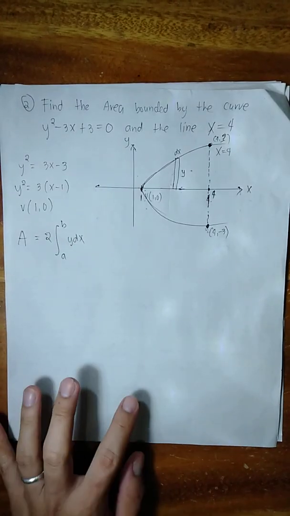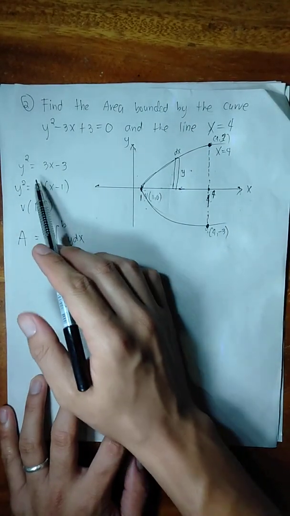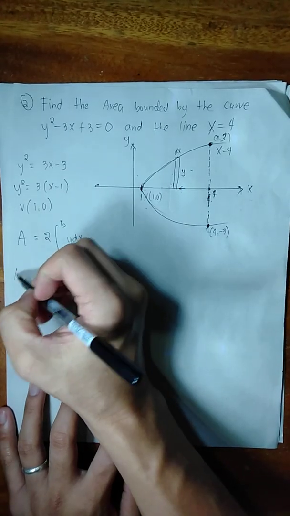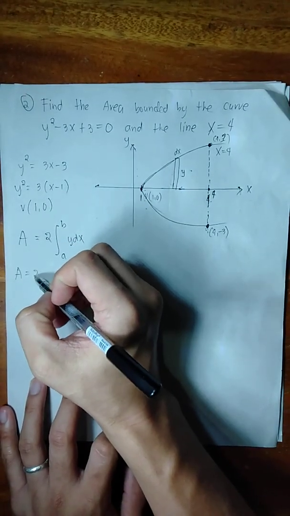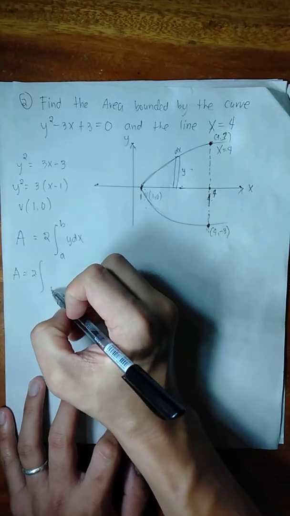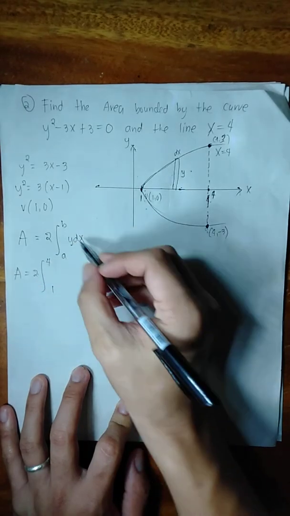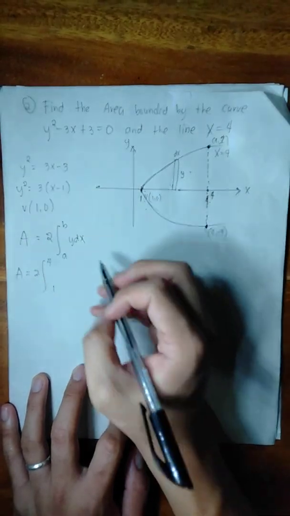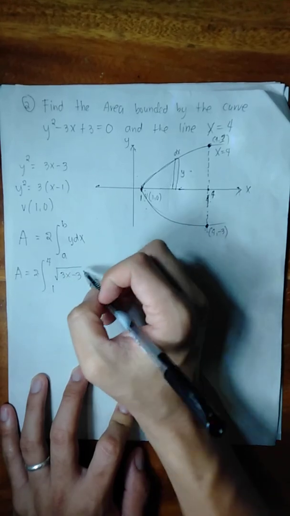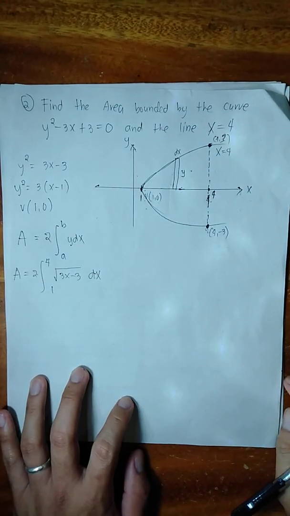Palitan mo ngayon. So, what is your y here? Your y is equals to the square root of 3x minus 3. So, yun. Area is equals to twice the product of integral of, a is equals to 1, b is equals to 4. So, yung y mo, palitan mo ng which is the square root of 3x minus 3 dx. Ayun na. So, ayun yung i-integrate muna natin.